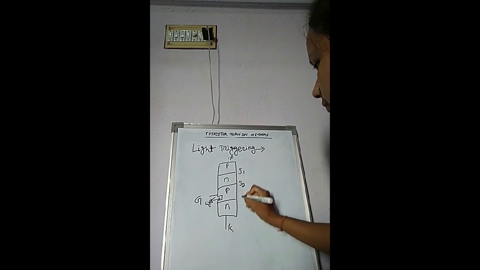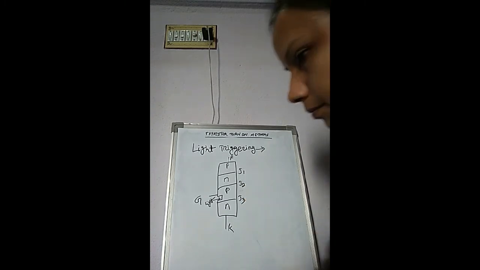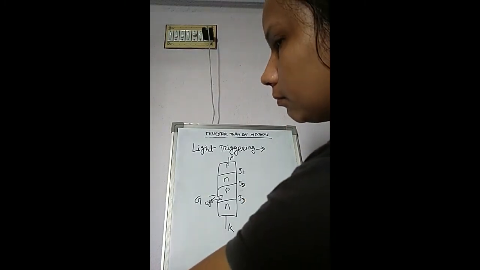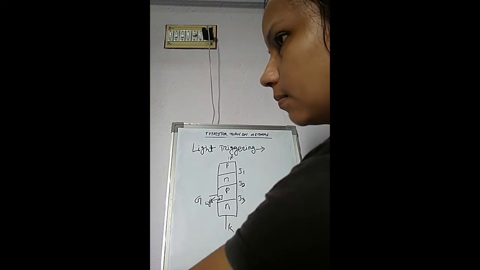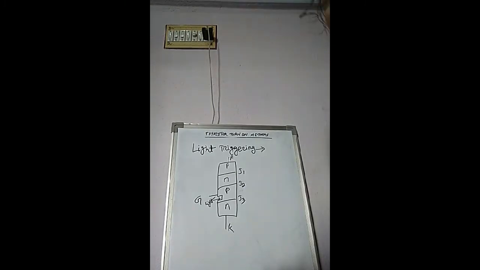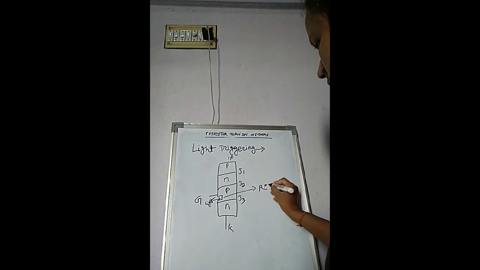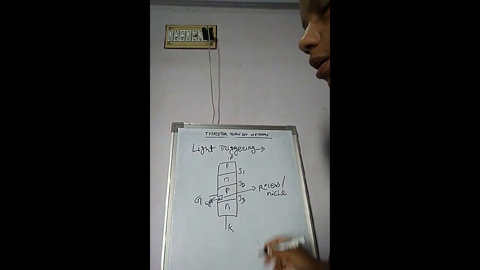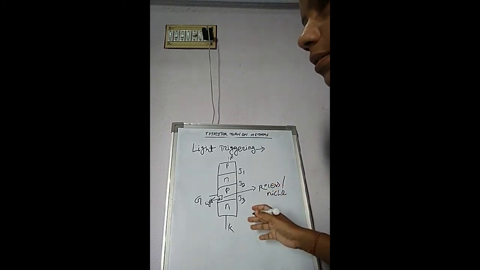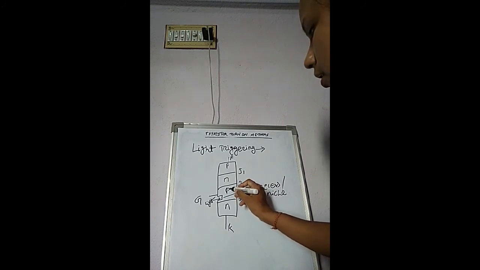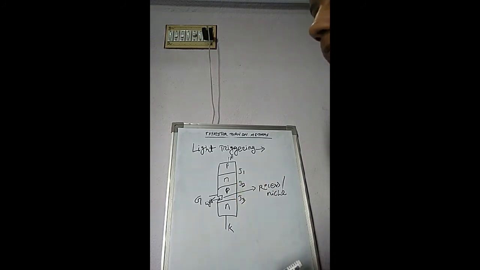J1, J2, J3. So for the light triggering method, a recess or niche is made in the inner P layer. This is the inner P layer.